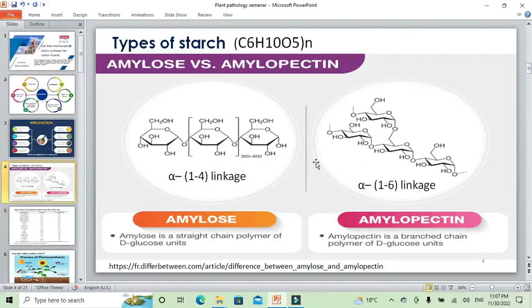The difference here is in the shape, as you see here. Amylose takes a linear shape, but amylopectin has a branched shape.